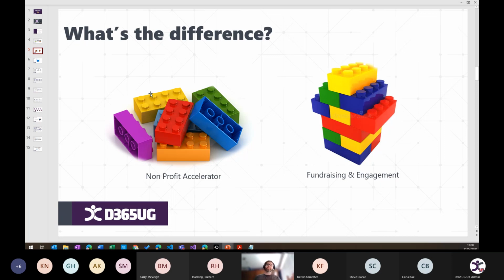So that's the key differences. We've got the accelerators, which are kind of the building blocks, and then we have this one product, Fundraising and Engagement, which is something you could actually install and start using without having to do any development on top of the accelerator yourself. So that's the key concepts of what I want to talk about today.